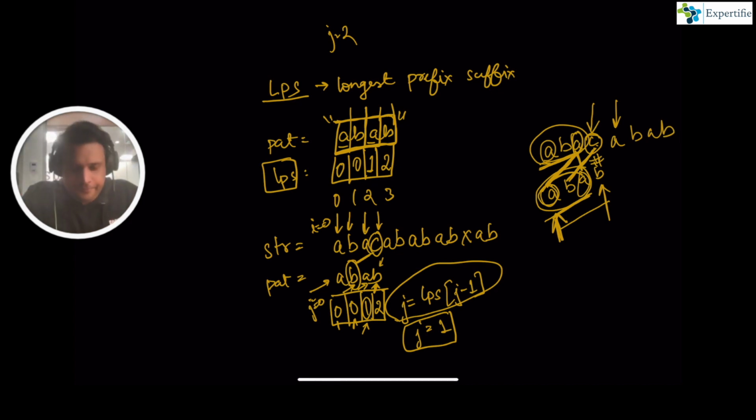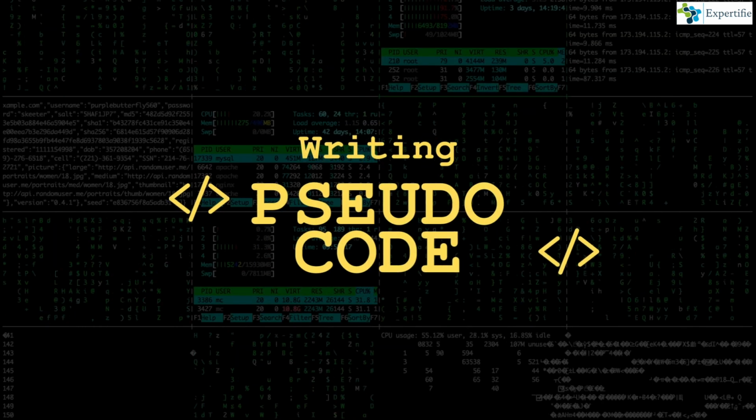Okay, so this is the importance of prefix and suffix and the LPS array. Once you have an LPS array, whenever a mismatch happens or whenever you are done with an exact match, you need to relocate your J, and that is done via J equal to LPS of J minus 1. Simple and easy, right? So let's quickly write the pseudocode for this.